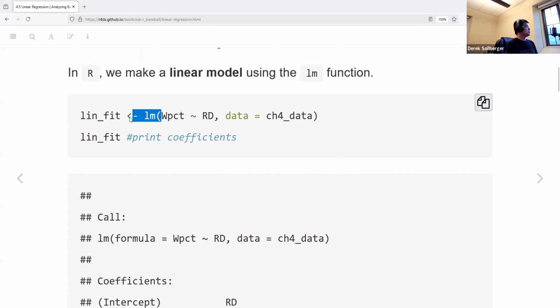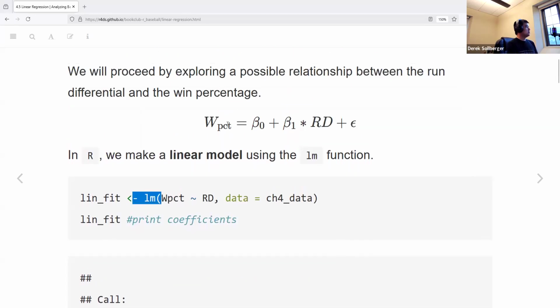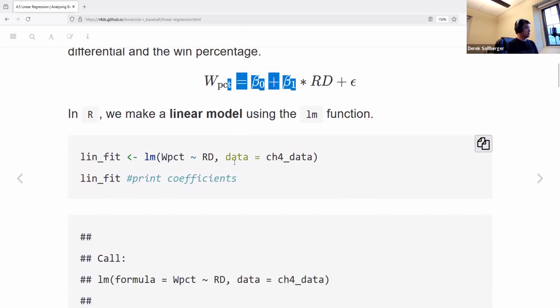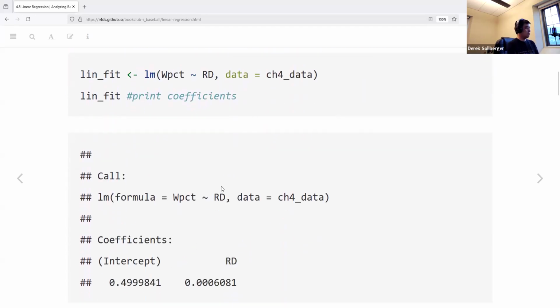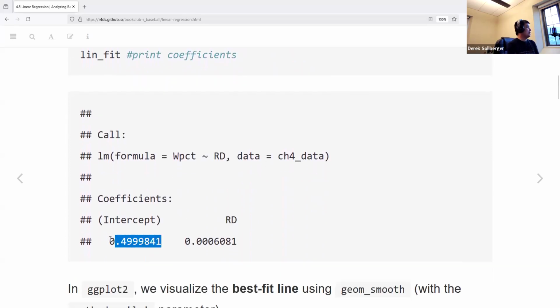Part of what LM's doing is finding these coefficients for our model, namely beta naught, beta 1. There are two numbers. And we could see that the intercept is given by this number and the slope is given by that number.